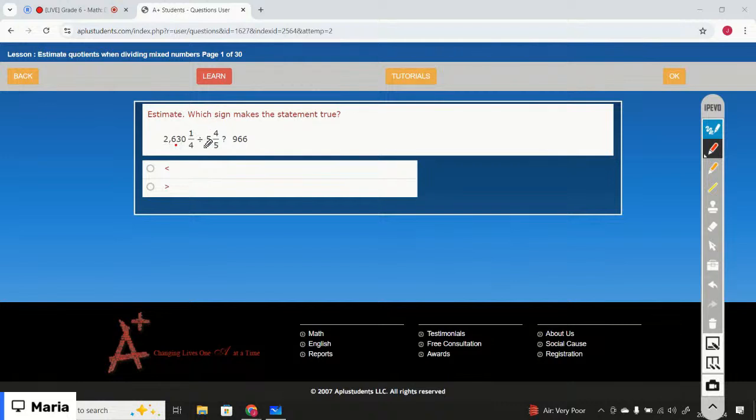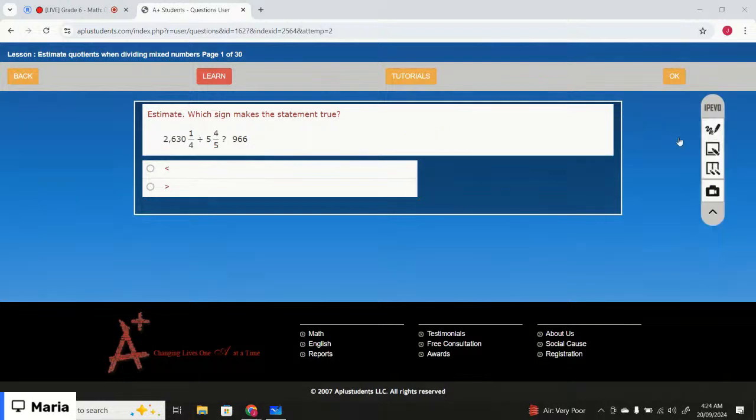2,630 whole 1 by 4 divided by 5 whole 4 by 5, right? You can write this 2,630 to 2,500 and this by 5. 5 times 5 is 25 and 500. 500 is less than 966, right? So option number 1 is the correct option.